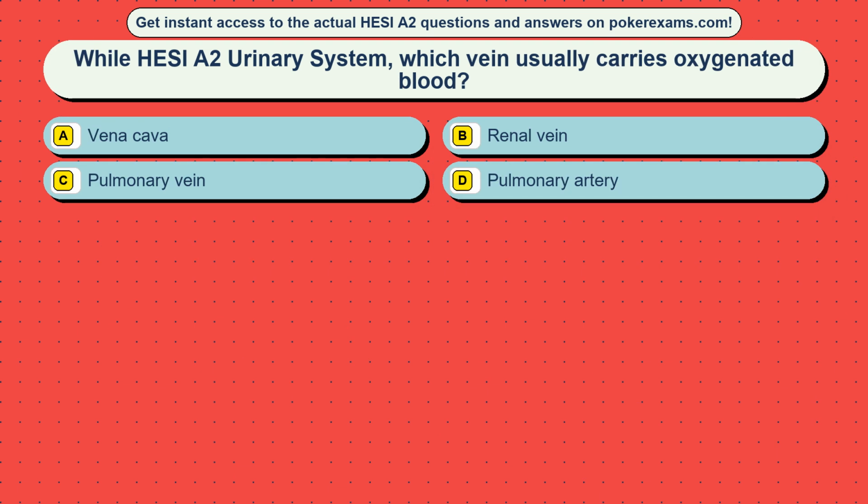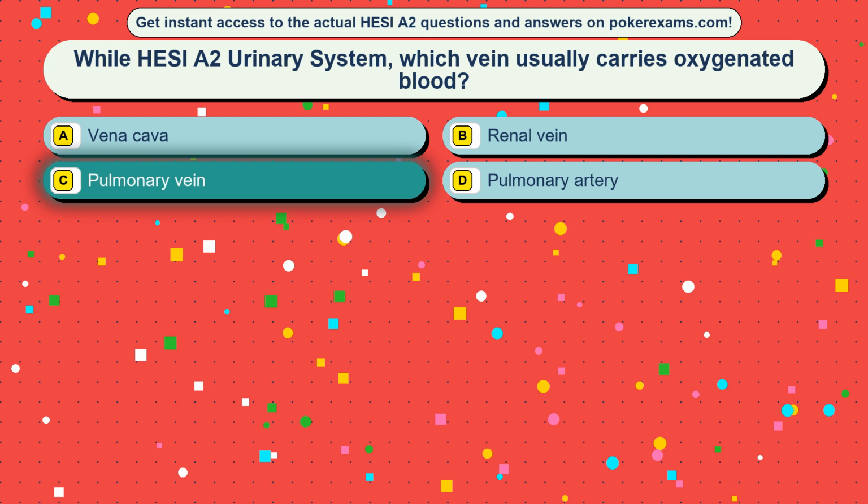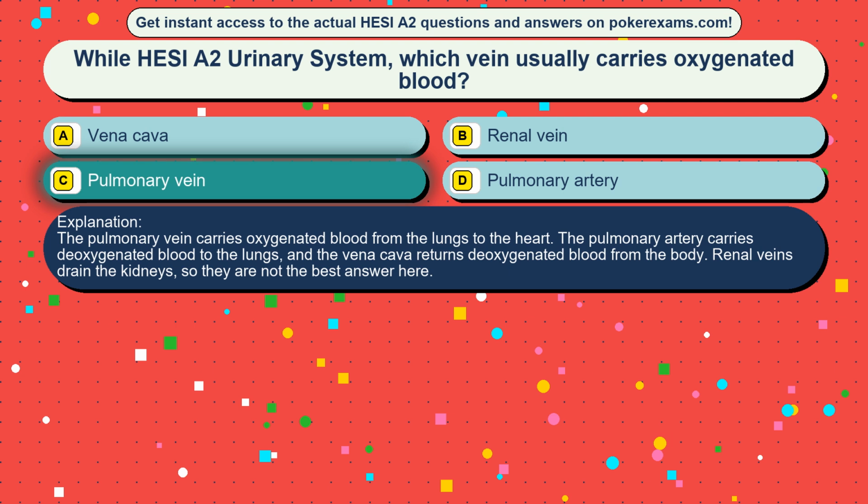Question 27. While HESI A2 urinary system, which vein usually carries oxygenated blood? Option A, vena cava. Option B, renal vein. Option C, pulmonary vein. Option D, pulmonary artery. The correct answer is option C, pulmonary vein. The pulmonary vein carries oxygenated blood from the lungs to the heart. The pulmonary artery carries deoxygenated blood to the lungs, and the vena cava returns deoxygenated blood from the body. Renal veins drain the kidneys, so they are not the best answer here.